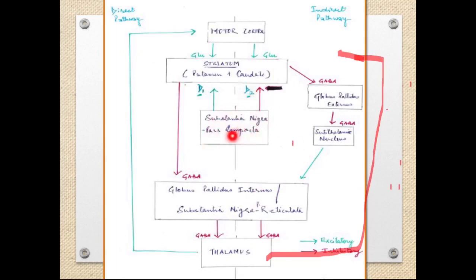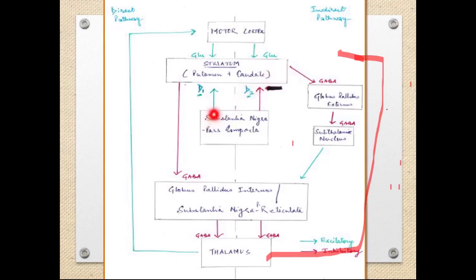So substantia nigra pars compacta, this part of the basal ganglia, has dopaminergic neurons. It keeps on releasing dopamine, and the released dopamine acts on the striatum. It has a connection with the striatum, the nigrostriatal connection, and it can act either on the D1 receptor or the D2 receptor. So for now, just remember, if it acts on the D1 receptor, it will stimulate the output from the striatum, and if it acts via the D2 receptor, it will inhibit the output from the striatum.